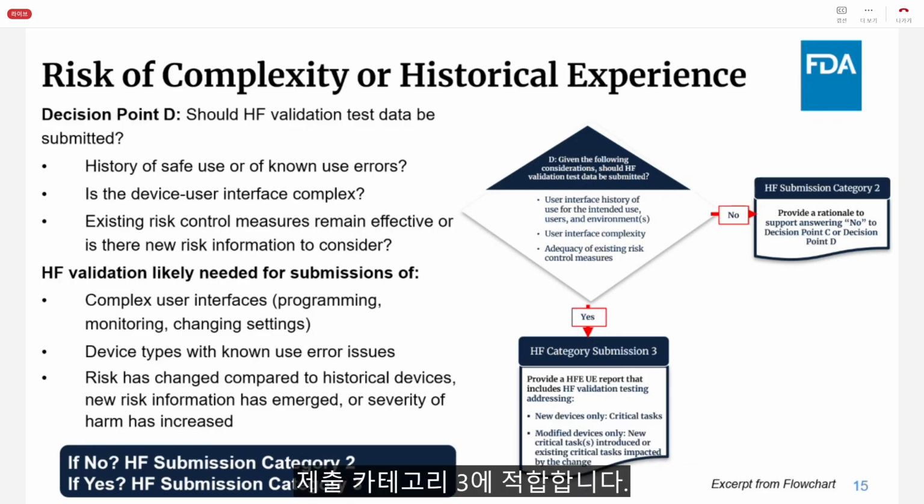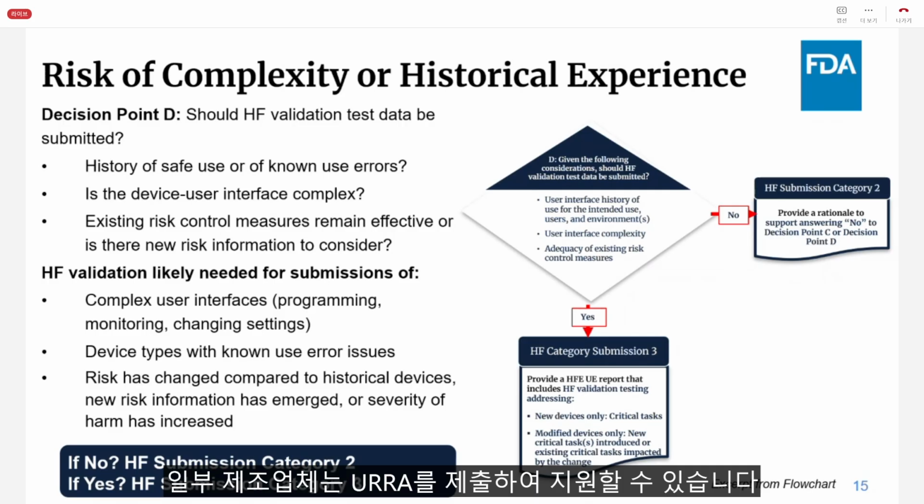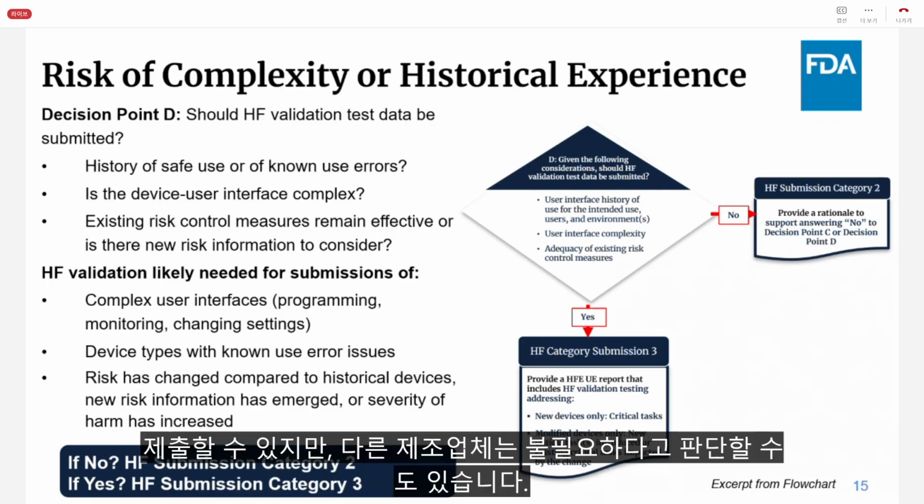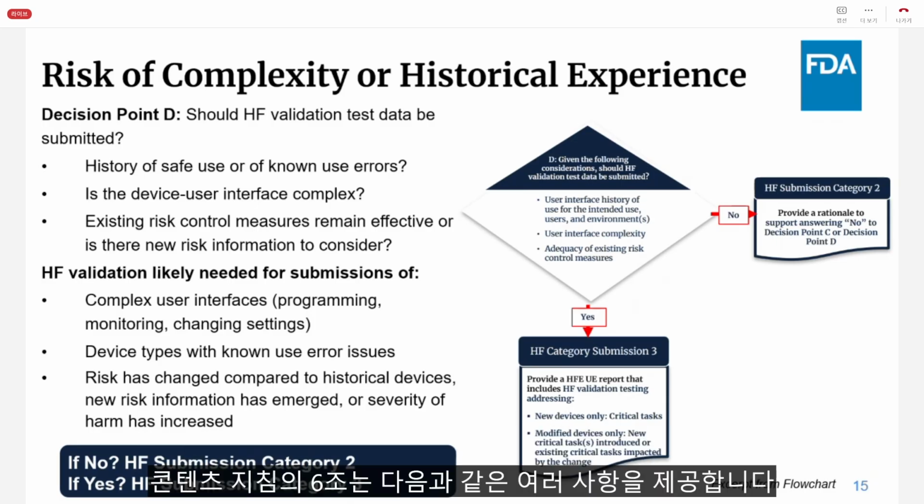This decision point is where there is the most discretion. Some manufacturers may choose to submit a URRA to support their decision, while others may find it unnecessary. Section 6 of the Content Guidance provides a number of examples that illustrate the different factors that could go into the decision-making at this point.